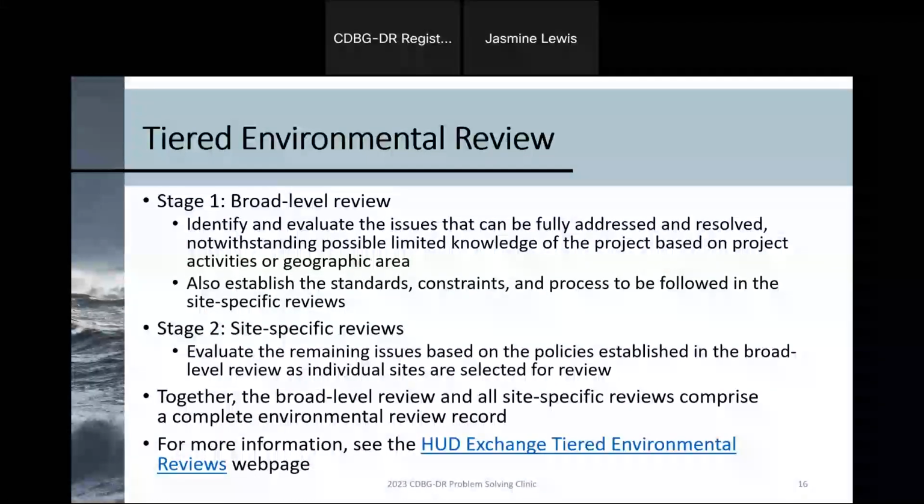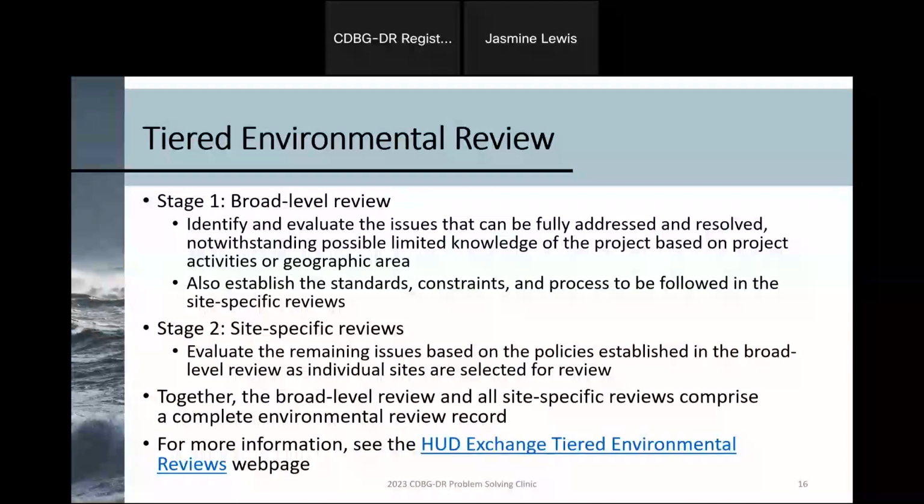Also during this time, this is going to be when you submit your request for release of funds to HUD for review and approval. Once you get your authority to use grant funds, I caution you, this does not allow you to go ahead and obligate and expend money. It's not until you complete stage 2 to have a complete environmental review package for that particular site that you can go ahead and start obligating and expending funds.